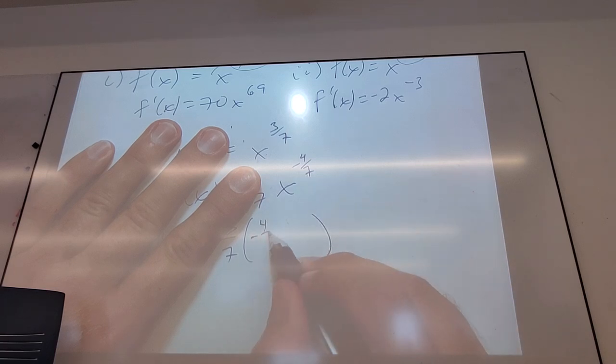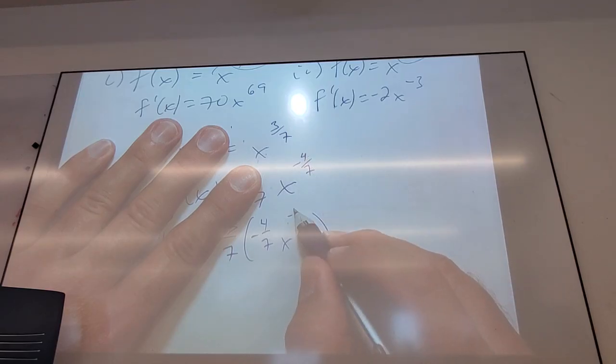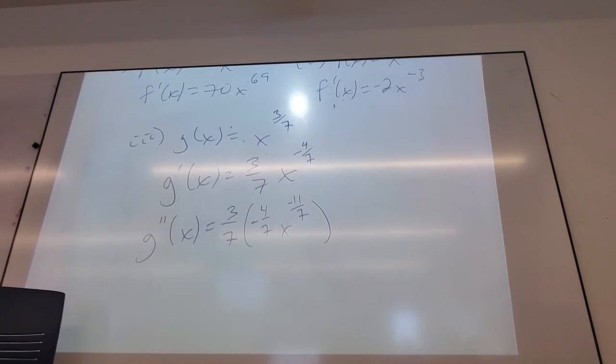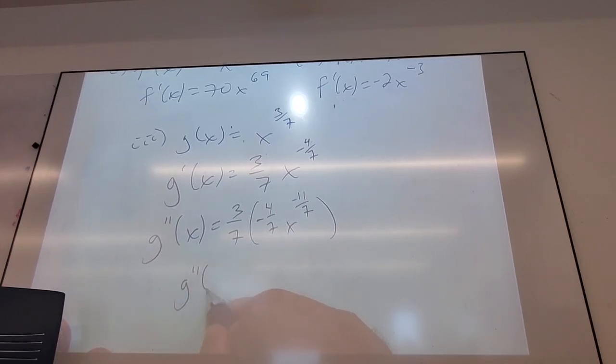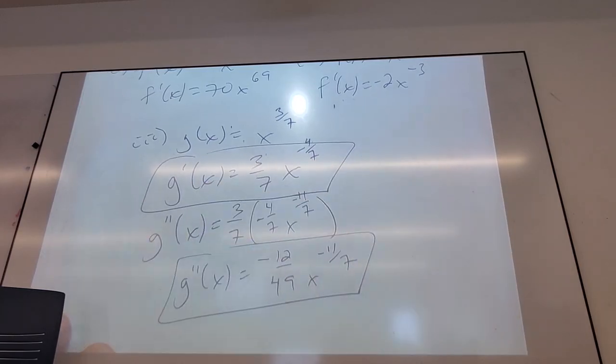How do I take the derivative of this guy? Yeah, the negative 4/7 comes down. Negative 4 minus 7 is? Negative 11, and you put it back over 7. And then how do you clean that up? Yeah, negative 12 over 49, x to the negative 11/7. Shabao!